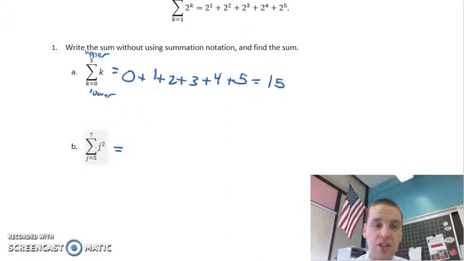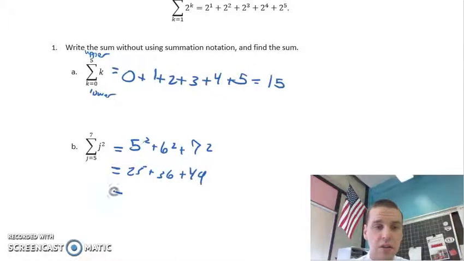Next one, we're looking at the summation of j squared from 5 to 7. 5 squared plus 6 squared plus 7 squared. 25 plus 36 plus 49 equals 110. So again, the idea is you have to know your bounds, and you've got to know the function that we're looking at.